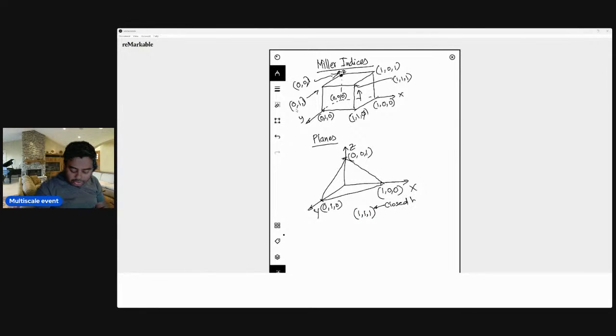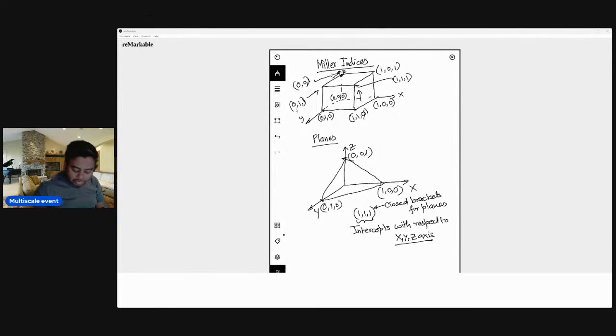close brackets for planes. And then the information which is inside, these are basically your intercepts with respect to the x, y, and z axis.